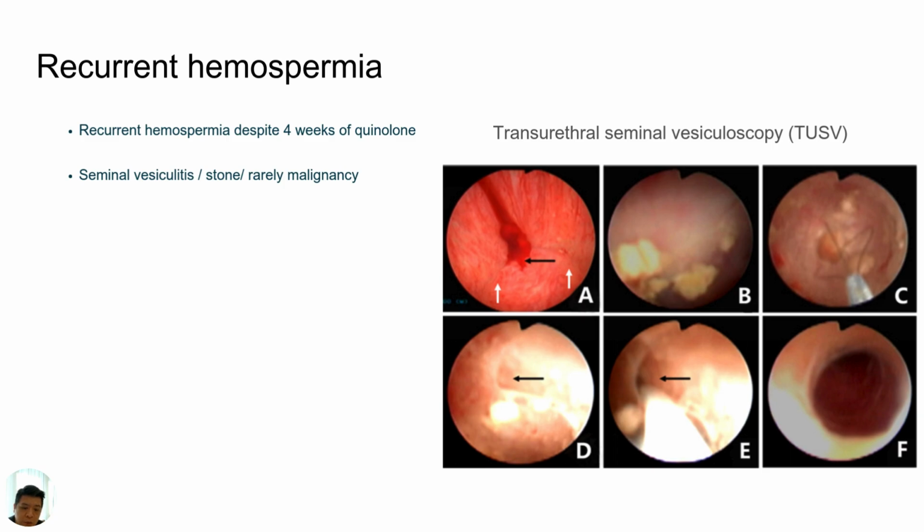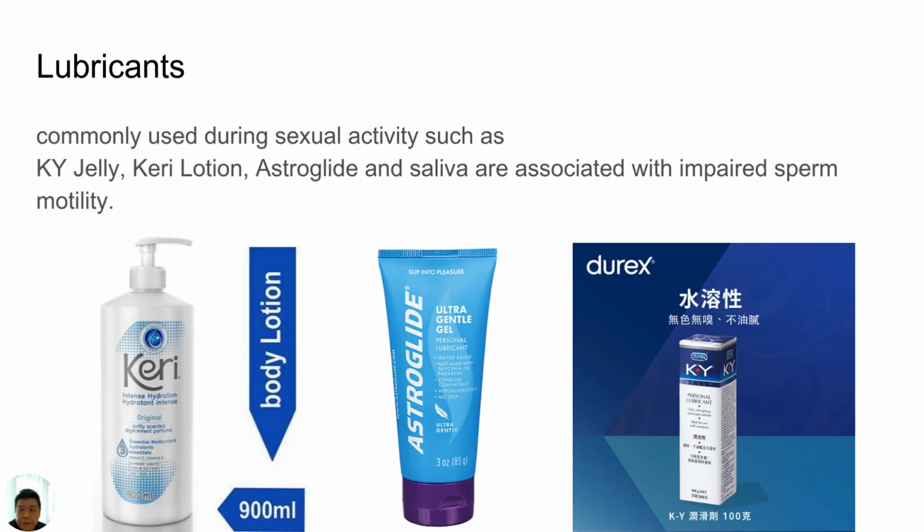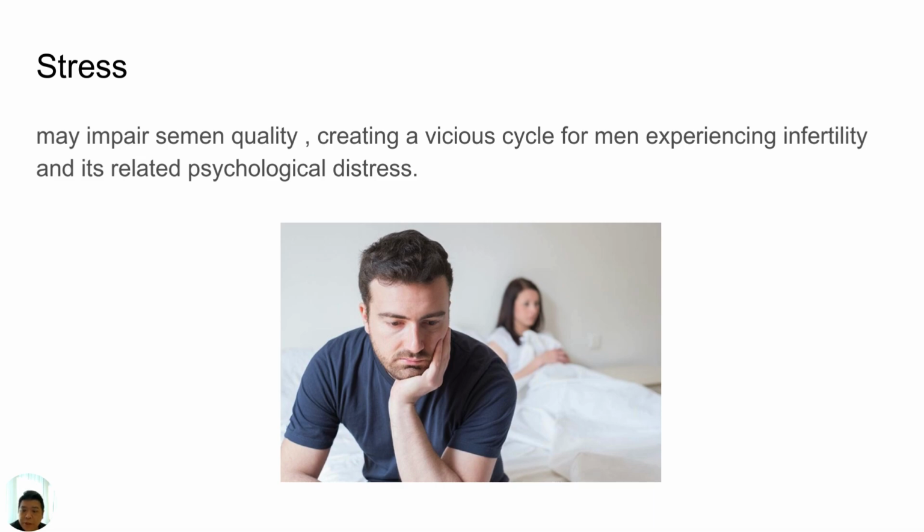sperm to survive. So commonly used lubricants, for example, K-Y jelly, lotion, Astroglide, and saliva are associated with impaired sperm motility. So stress is also very important. It may impair semen quality, which will create a vicious cycle for men experiencing infertility and cause more psychological distress to the male.